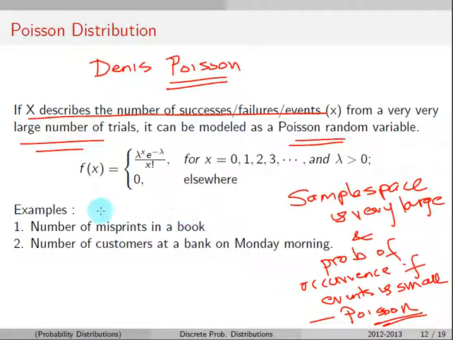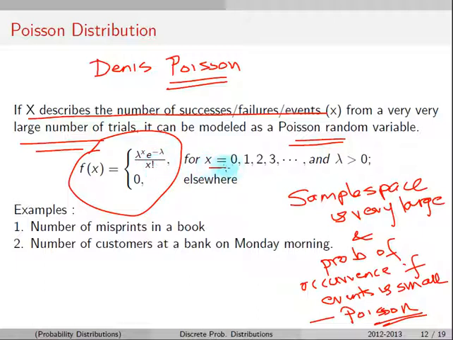Very few. Similarly, number of customers at a bank on a given Monday morning. The number of customers for a bank could be 10,000 or 20,000 or 30,000, but how many people actually show up at the bank on a given Monday morning? So the sample space is very large, but the probability of occurrence of a specific event is very small, and that scenario can be modeled using a Poisson distribution. And the Poisson distribution may appear a little complicated, but it is not really that complicated. F of x is lambda raised to x, e raised to negative lambda divided by x factorial.